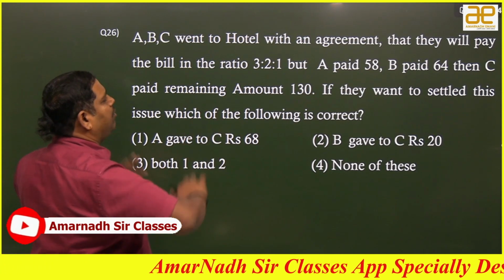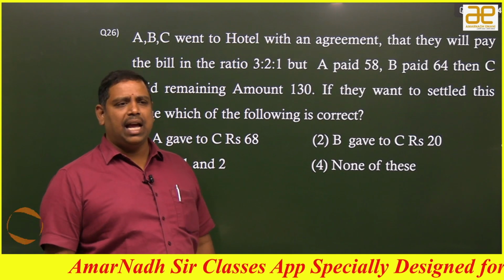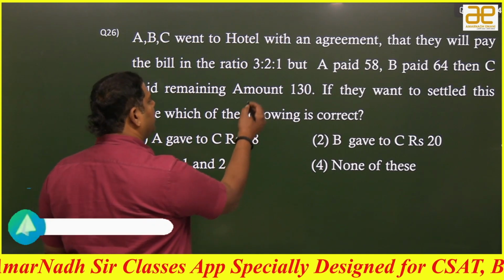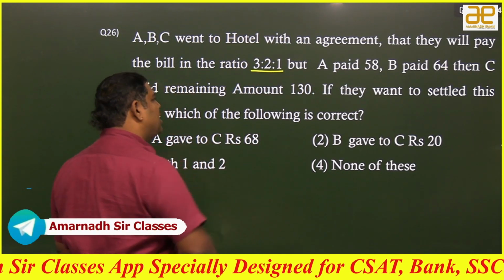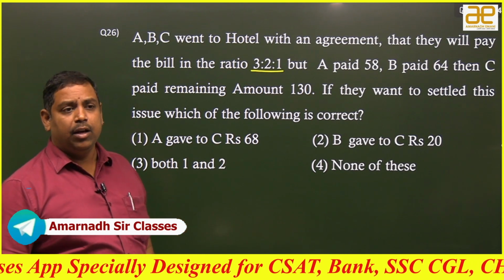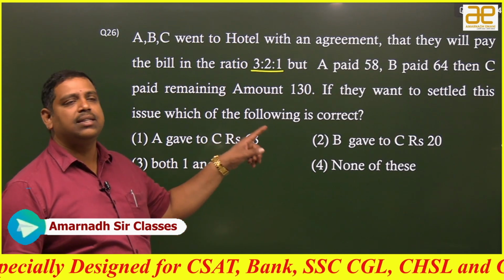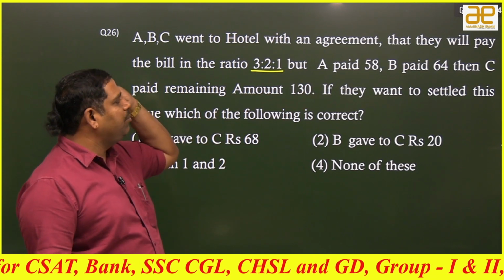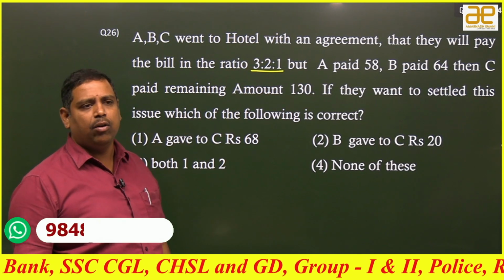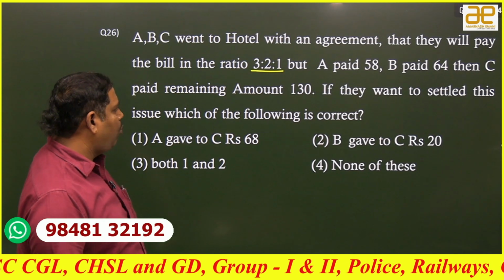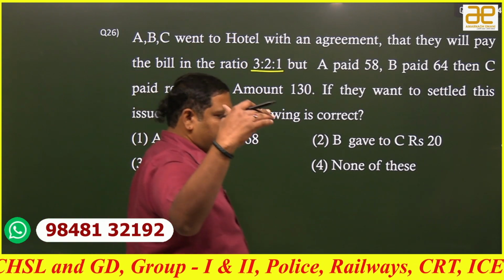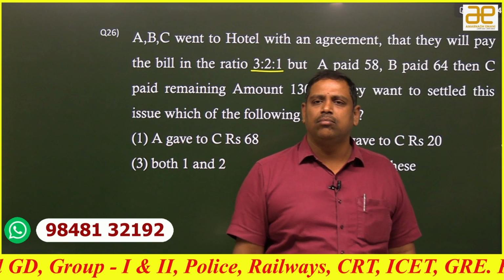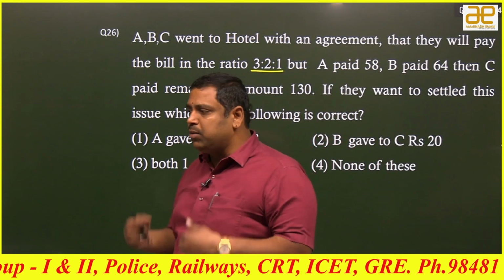Here A, B, C, when they are going into the hotel, they have an agreement. In which ratio they have to distribute? 3:2:1 means who has to pay more amount? A. Who has to pay the least amount? C. But A paid 58, B 64, C 130, which means this is reversal. So A has to spend more, but he spent less. C has to invest less, but he spent more.